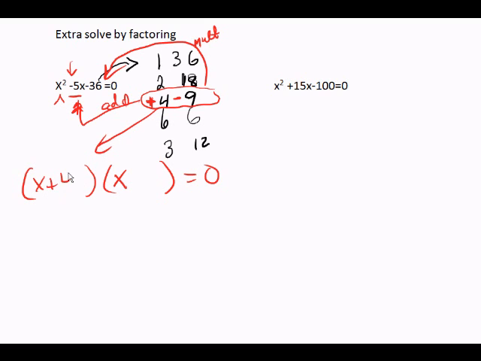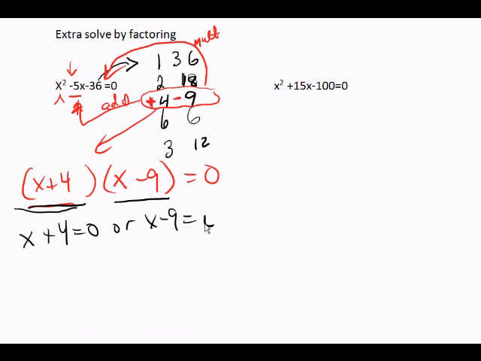And since we have an x squared, we're going to put an x and an x here, and then use our pair, a plus 4 and a minus 9. So that's how we factor. And then we use that zero multiply rule. I think we went over this last week also. It's when you multiply two parentheses together and the answer is 0, either x plus 4 has to equal 0, or x minus 9 has to equal 0.